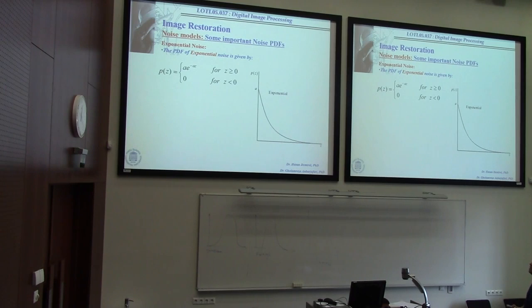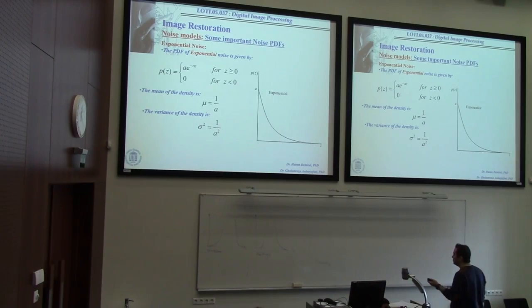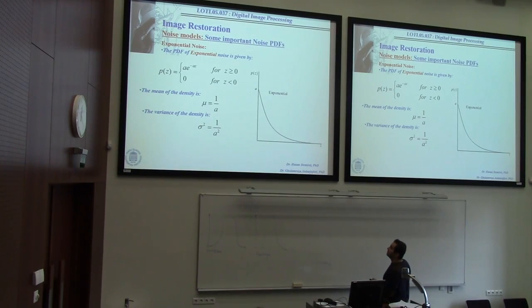Another noise that we call exponential noise. The PDF is like this, and the function is like this, and also you can find the mu or mean or variance of the function with these equations, and yeah, PDF shape like this, for exponential noise.